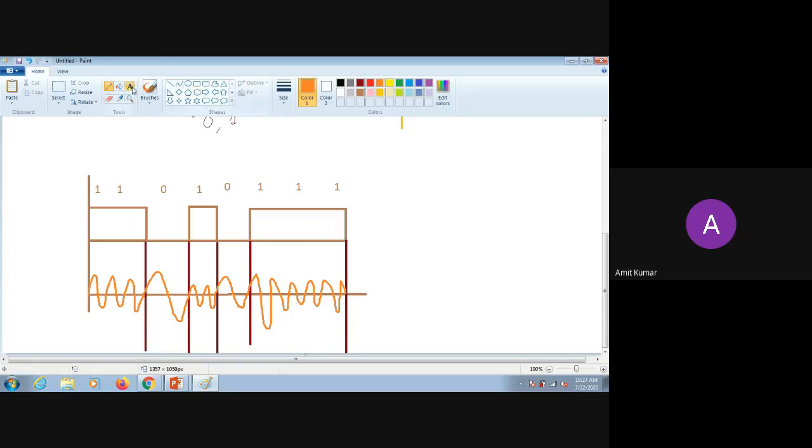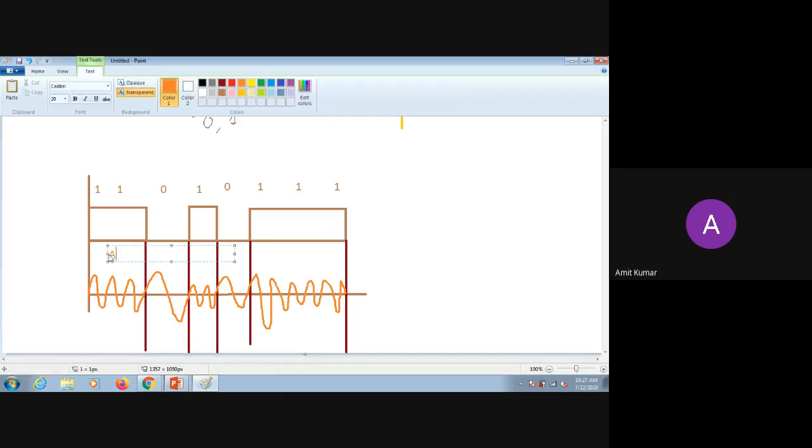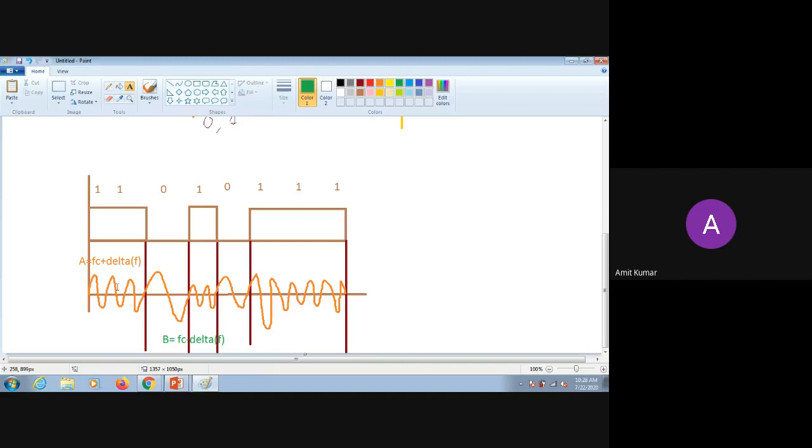So if you see, for 1 it should be the A signal, which has frequency FC plus delta F. And for 0 it is the B signal, which is FC minus delta F. So ultimately what we want to do, if you place 0, we want to send data A. If you place 1, we want to send data B.